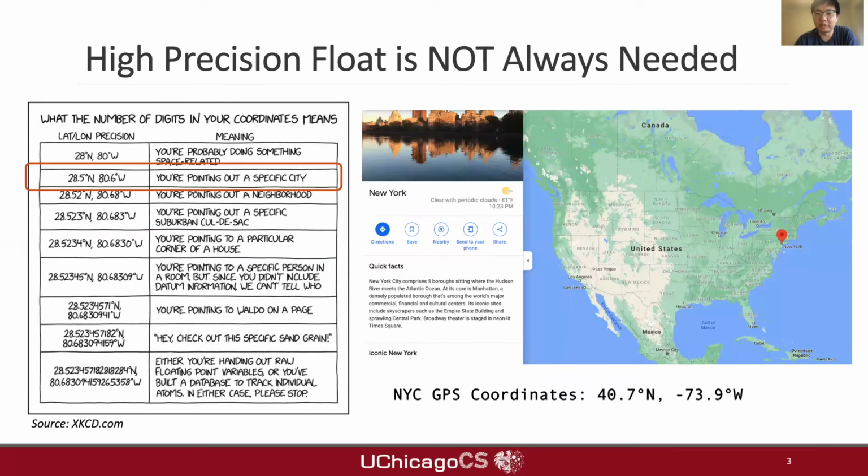And if you are pointing out a city, 1 digit of precision is good enough. Any additional precision is meaningless if it doesn't match your goal, and thus will usually be ignored. So many real-world datasets are usually of limited precision.